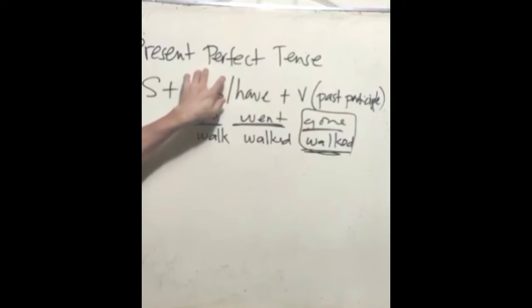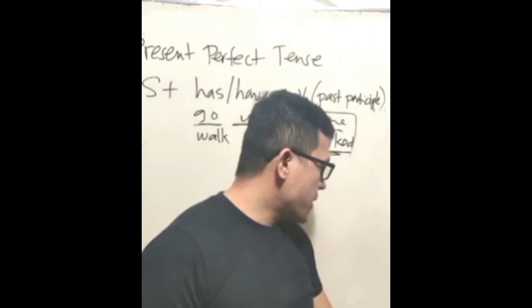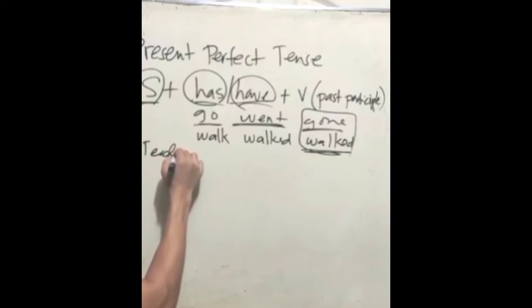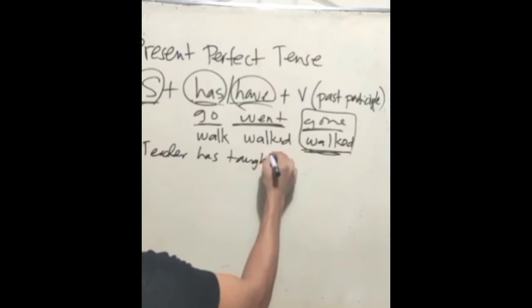Now, when do we use the present perfect tense? Subject natin, of course, I mean the helping verb natin, has or have. If the subject is singular, we use has. If the subject is plural, we use have, of course. Like, shall I say, teacher Seppi has taught many students.